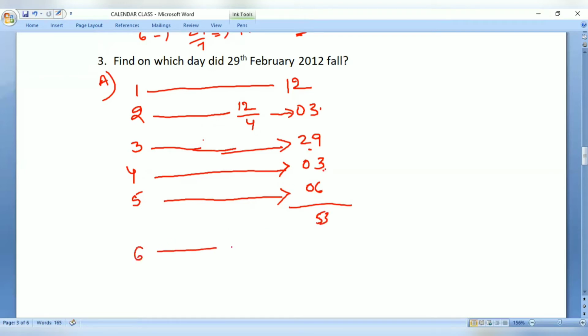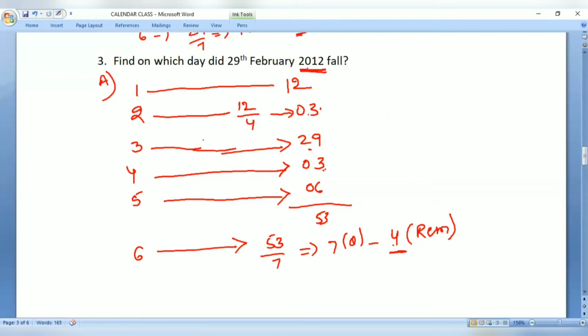Then on step number 6, what do we need to do? 53 divided by 7. 7 sevens are 49. So 7 becomes the quotient and 4 will be the remainder. But this year 2012, is this a leap year or a normal year? 2012 is a leap year. Normally, on seeing the remainder as 4, we may conclude that it is Thursday. But here we need to take an extra step. First, we need to find out whether the year given is a leap year or not. 2012 is a leap year.